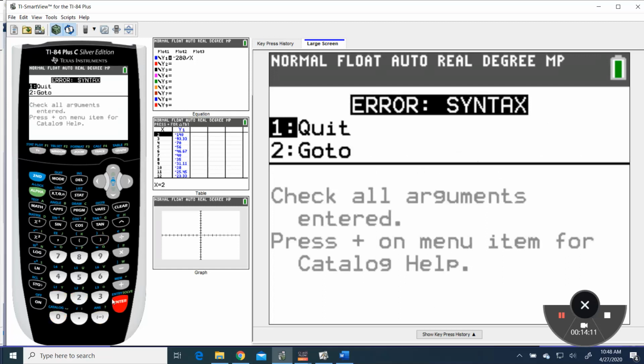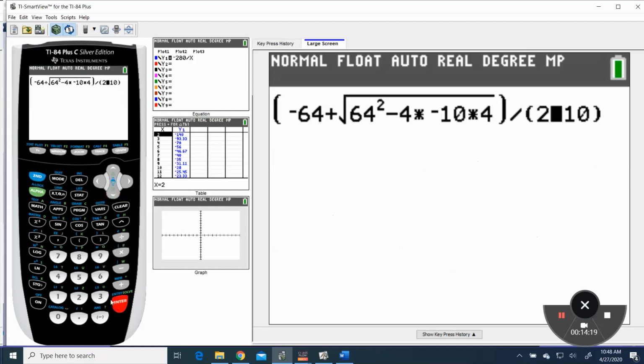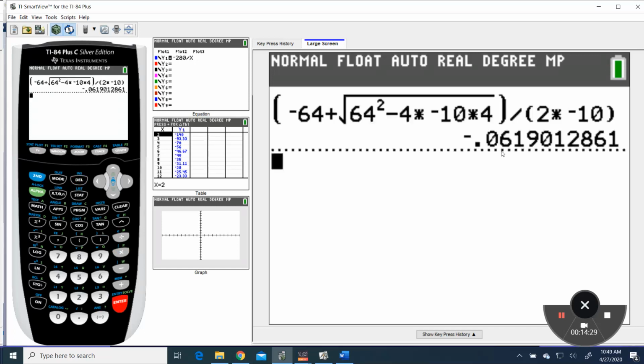Uh-oh. Something's not good. Error syntax. Go to. Enter. Oh. 2 times -10. Enter. So it says something wasn't good there either. Oh, I know what we did wrong.